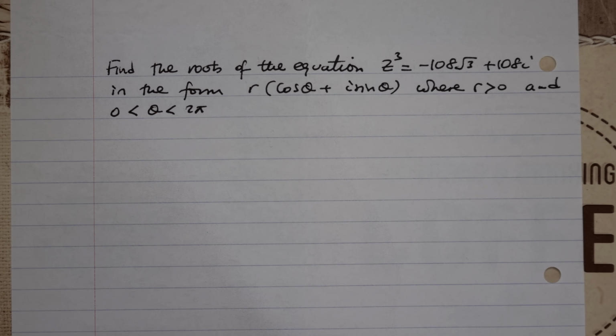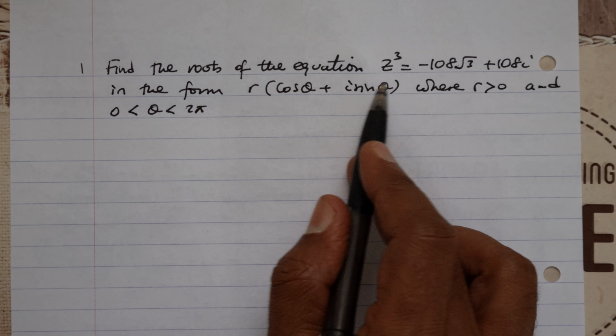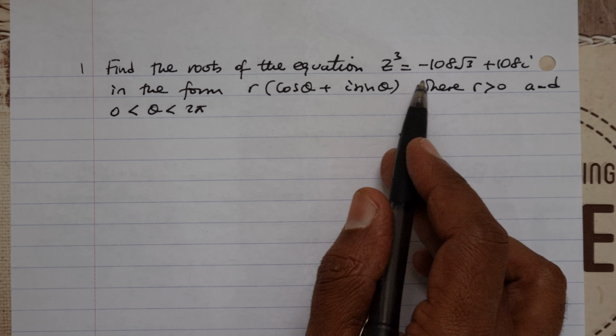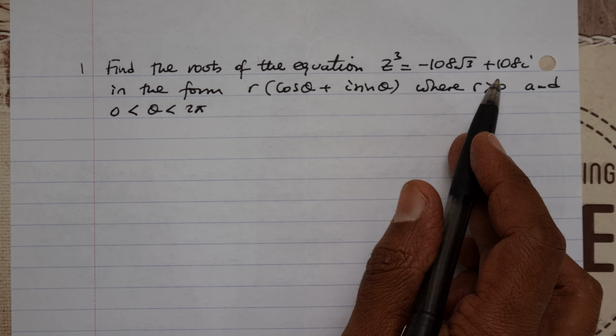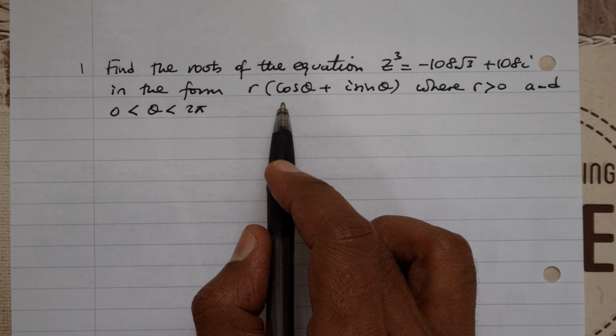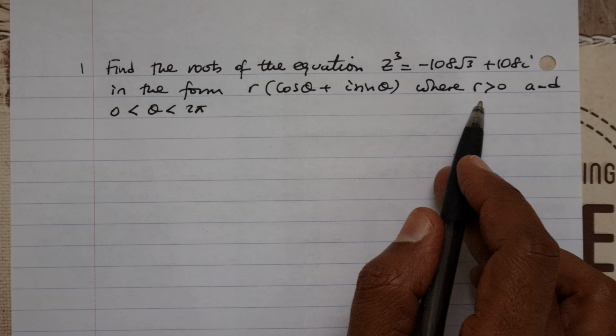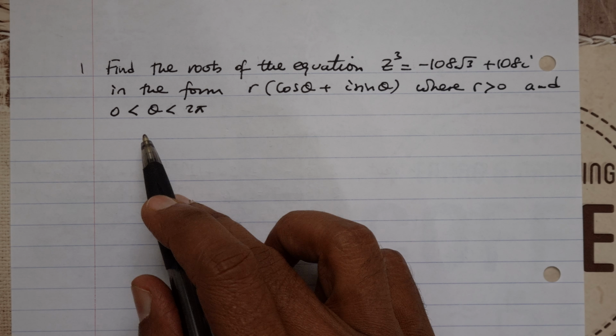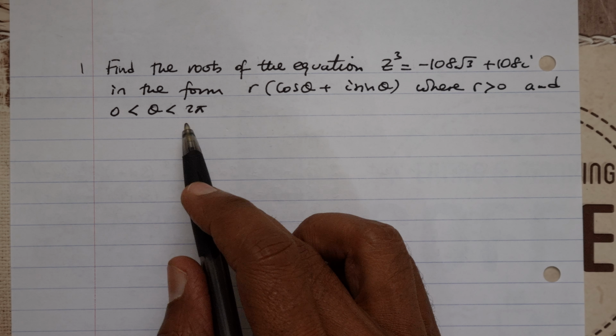Hi, question number 1. Find the roots of the equation z cubed equals minus 108 root 3 plus 108i in the form r into cos theta plus i sine theta, where r is greater than 0 and 0 less than theta less than 2 pi.